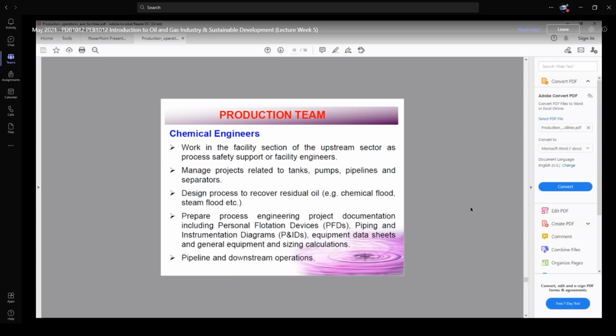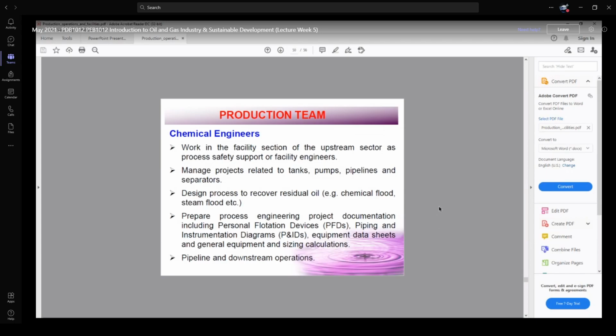The next important pillar of the production team is the chemical engineers. Chemical engineers work in the facility section of the upstream sector as process safety support or facility engineers, right? They are very important because they know about the tools used for the production facilities, such as tanks, pumps, pipelines, and separators. They manage all these tools. They also manage the design process to recover the residual oil.